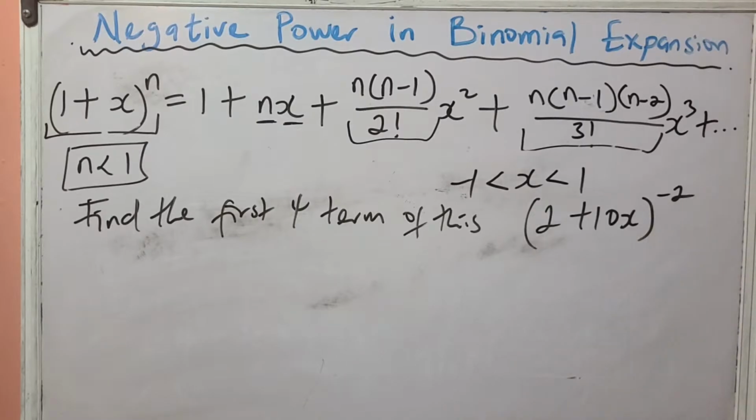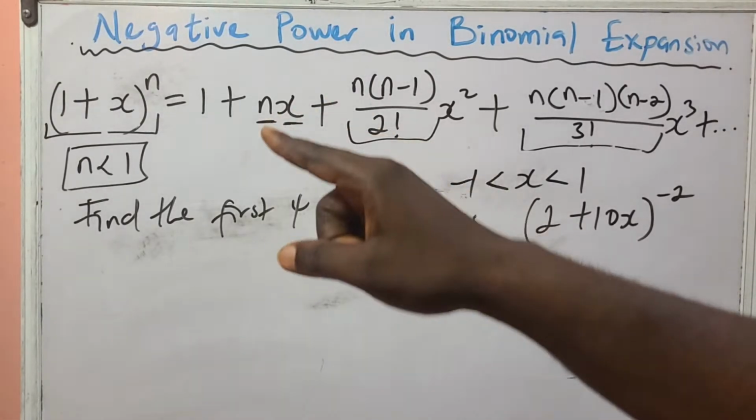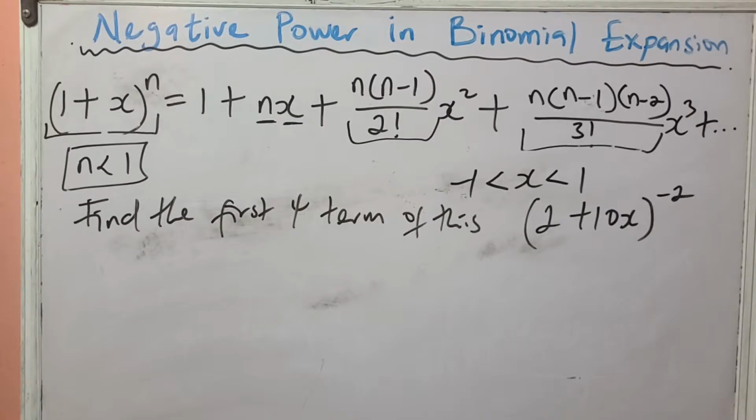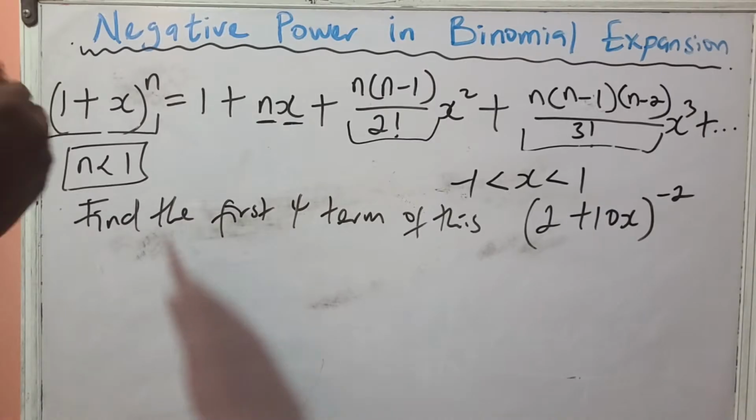2 plus 10x raised to the power of minus 2. All right? This is the question. Now, let's start. I'm sure you understand exactly what we're to do. The first thing now, because you can see that the first value here is not 1, we have to conform this to look like this format.